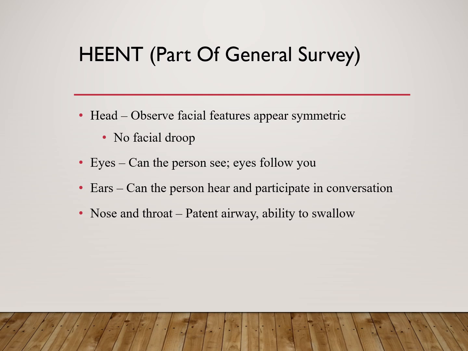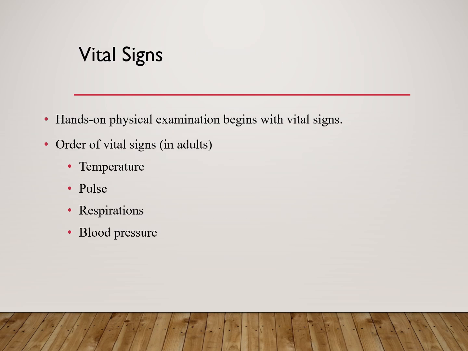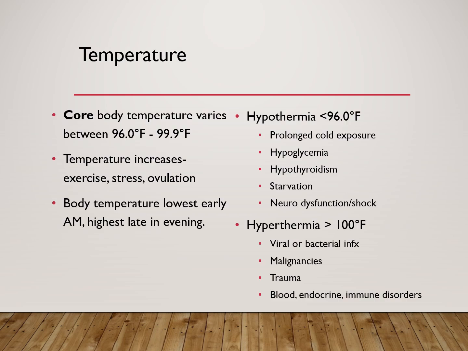When we're assessing for any type of distress, we want to make sure there's no obstruction to the nose and throat, that the patient has a patent airway. So we'll assess their nostrils and hopefully they have that ability to swallow. So like we talked about before with vital signs, we will do the temperature, the pulse, the respirations, and then the blood pressure.